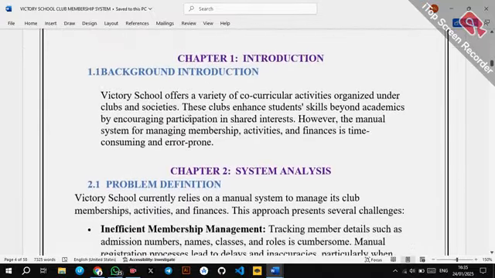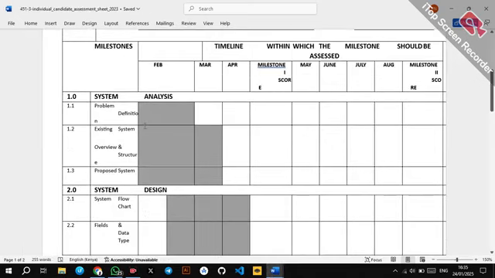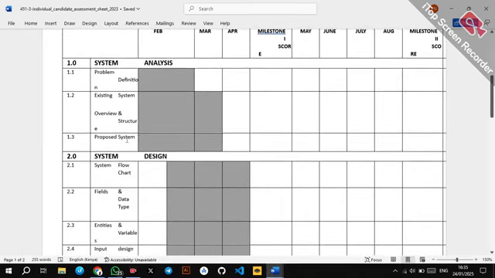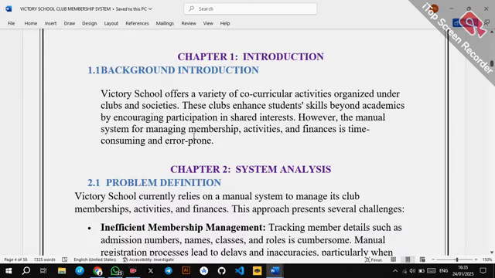But today I want us to go to the first things first. So say that we have problem definition. The first thing under chapter one, we have background introduction. This is where you introduce the project. What is Victory School doing? The background information. In this example, you've said Victory School offers a variety of co-curricular activities organized under clubs and societies. These clubs enhance blah blah blah, all those.